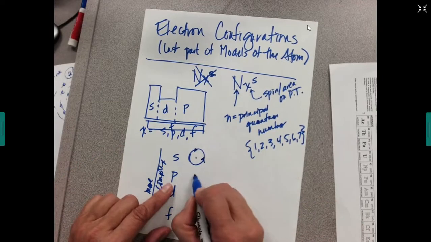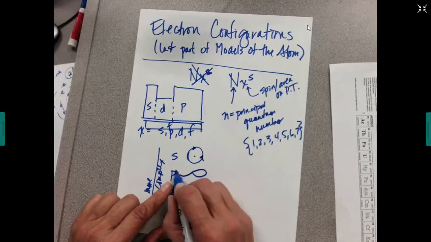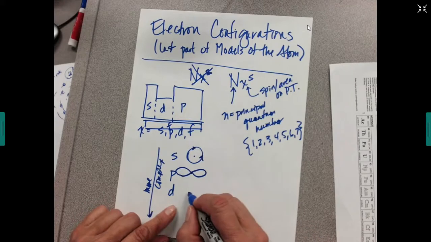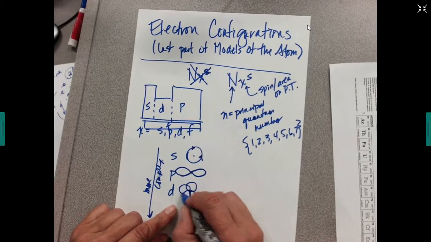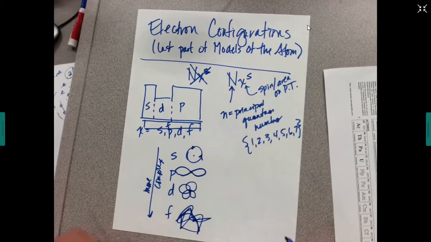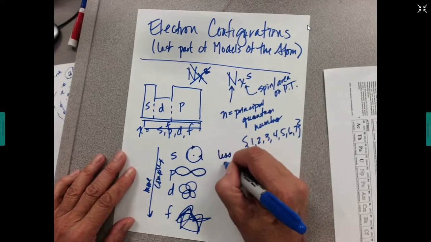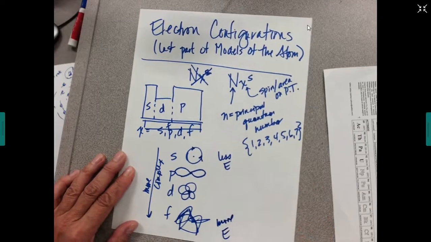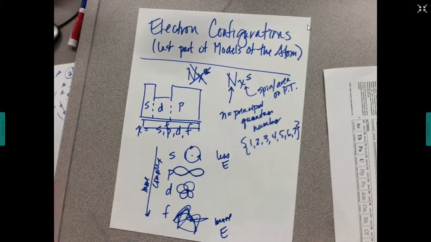P spinning electrons have kind of a dumbbell shape to them. D spinning electrons look more like a tetrahedron with 4, and F spinning electrons are so complex I couldn't even draw them. So it takes less energy to go into an S electron. It takes more energy to go into an F electron because of the complexity of their spin.